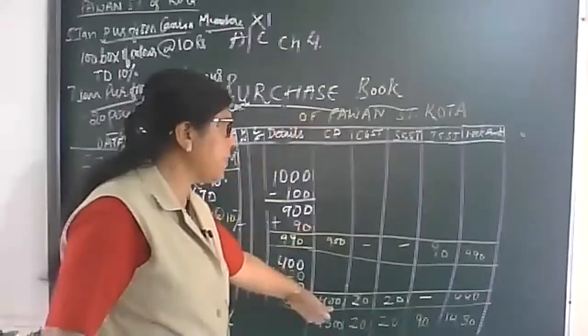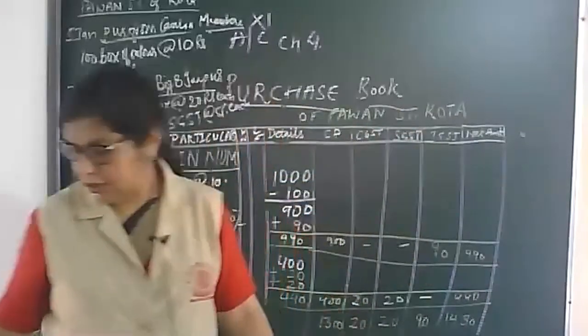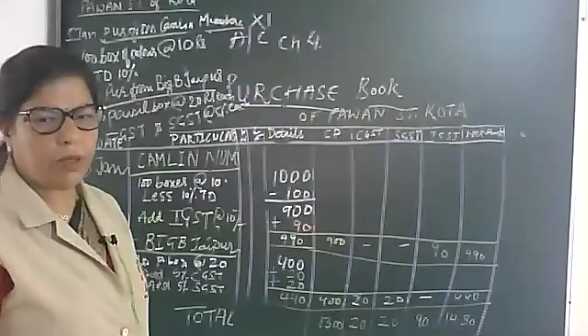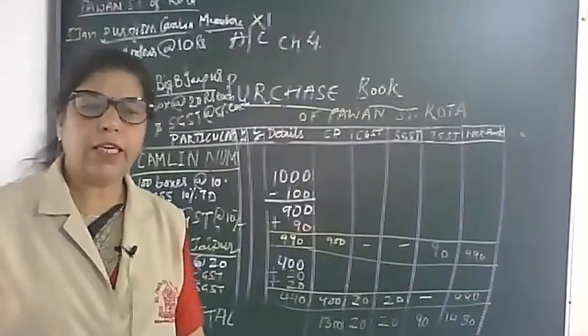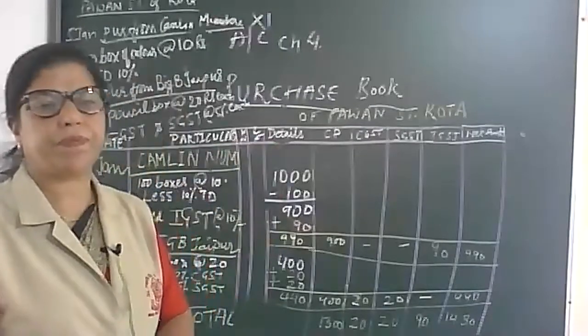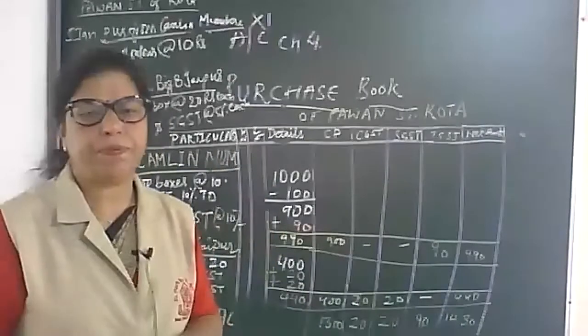And see the total, how we are doing the total. First price, CGST, SGST, IGST, and net amount. If trade discount is given, subtract it. If tax is given, add it.